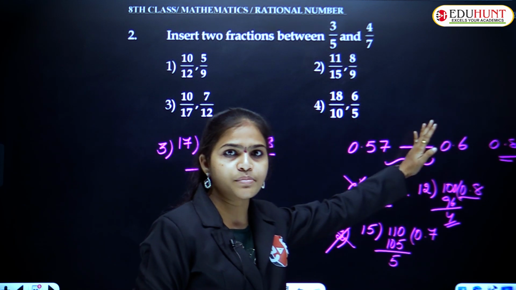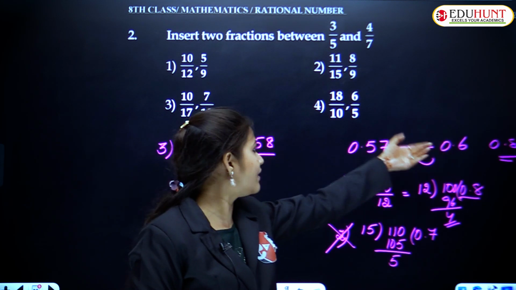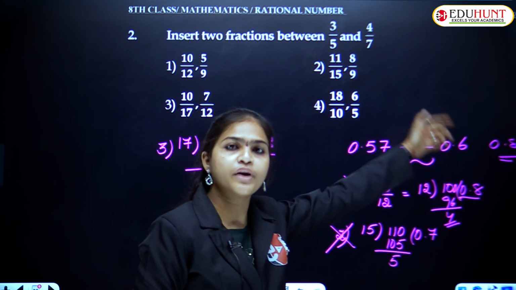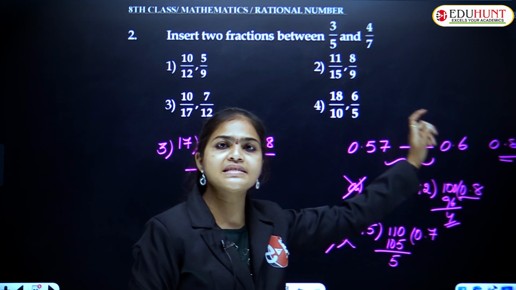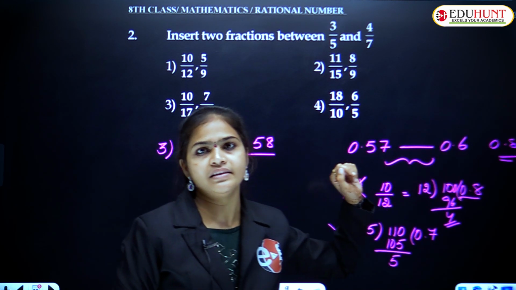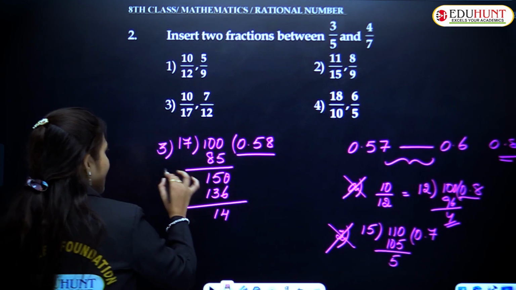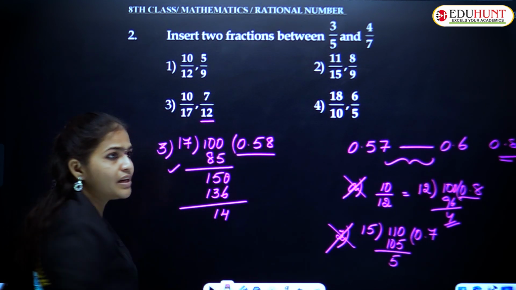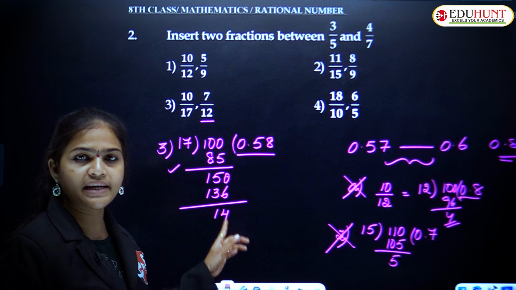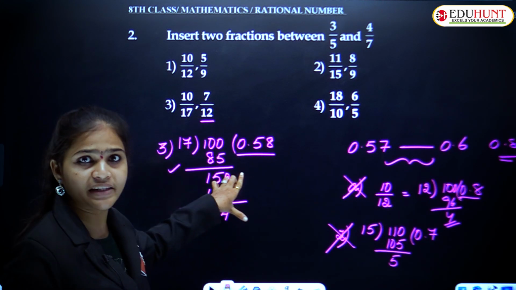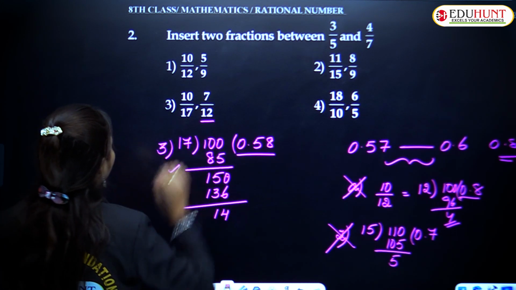Because here 0.57 is there. So what is the next number? 0.57, after that 0.58, after that 0.59, next 0.60. Am I clear? So that's why this is satisfying. So we have to check the other one also. The first one is satisfying, so the second number also needs to satisfy that, right? So that's why we are checking that second one.